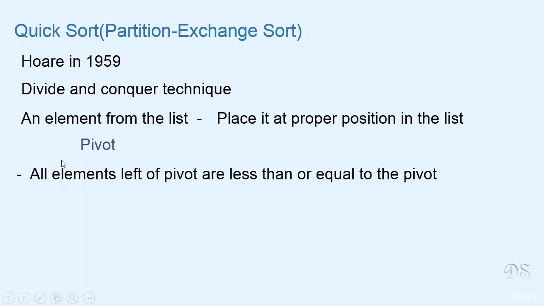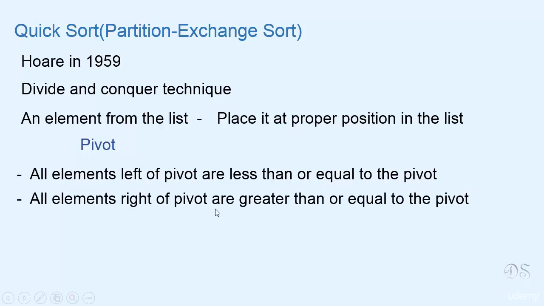Now this pivot is at its proper place if all the elements to the left of pivot are less than or equal to the pivot and all elements to the right of pivot are greater than or equal to the pivot. So these equal elements can go either way. Suppose this is the list that is to be sorted and we take first element as the pivot. So after rearranging the list, it becomes this.